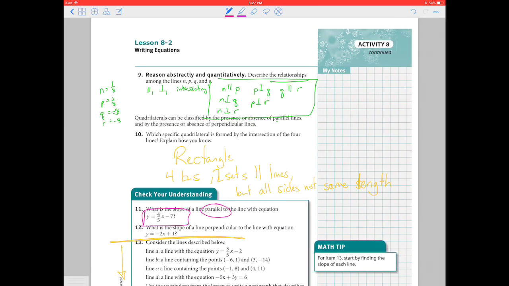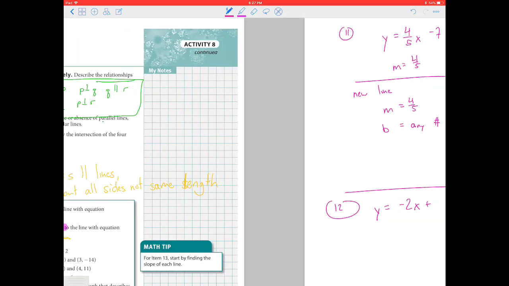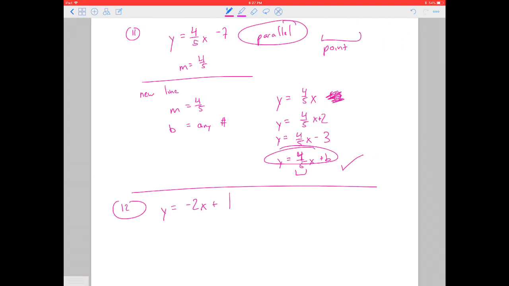Same thing for 12. It didn't tell us the point it has to go through. It just told us it's perpendicular to negative 2x plus 1. So if we go back to our blank page, 12, here's our original line, negative 2x plus 1. We want a line that is perpendicular. All right, so we always have to use our slope for this, so we need to pull out our slope.